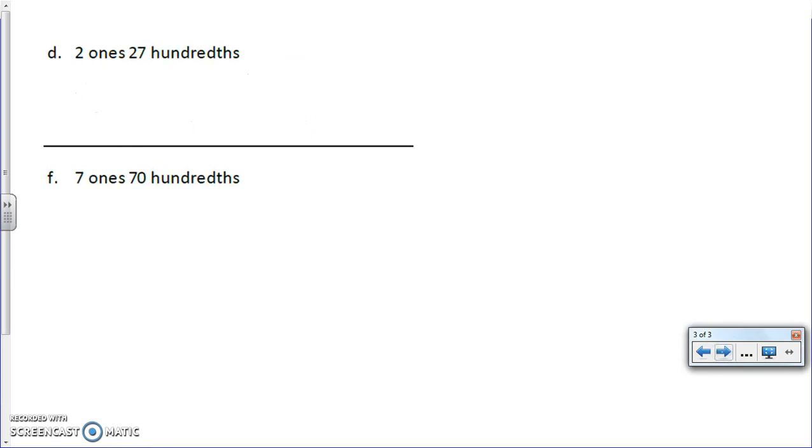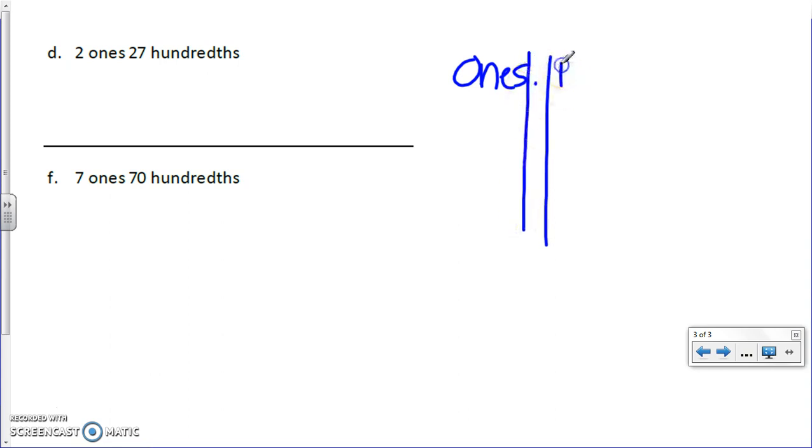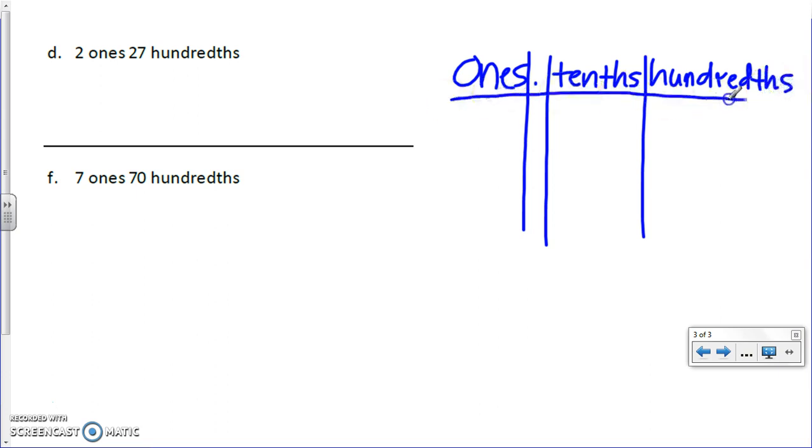Now, finally, for the last one, it's very similar to the one we just did on the last page. To make life easy, I only really need to draw one place value chart. So we have ones, my decimal point, tenths, hundredths. So I'm going to go ahead and set it up. So I have 2 ones and 27 hundredths.